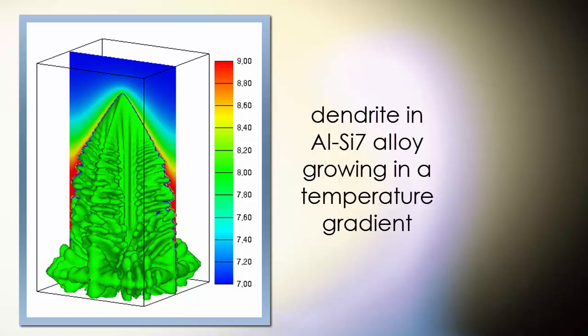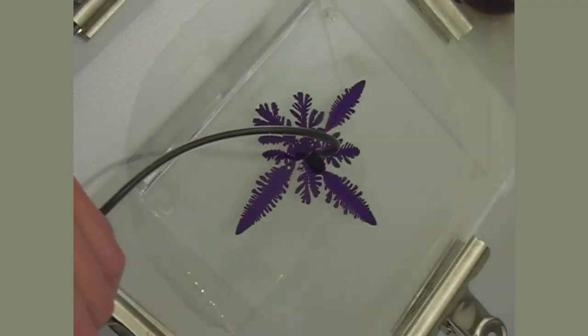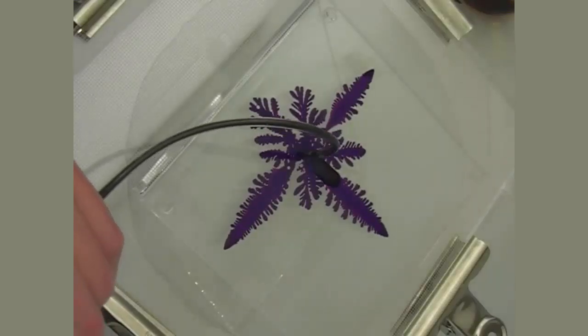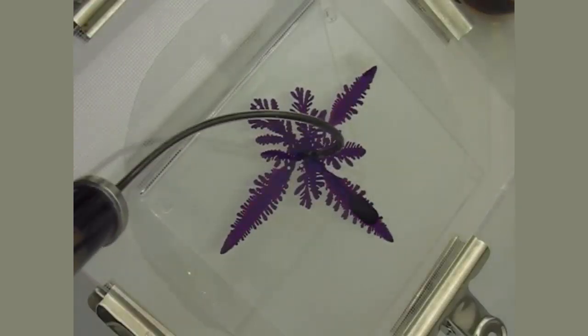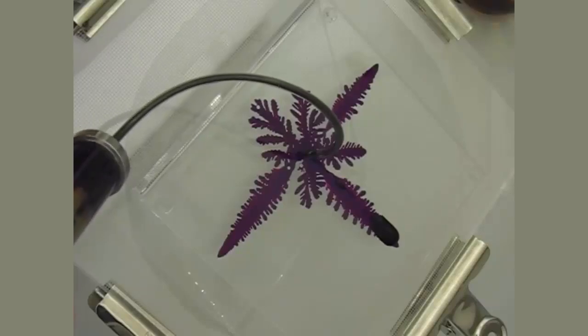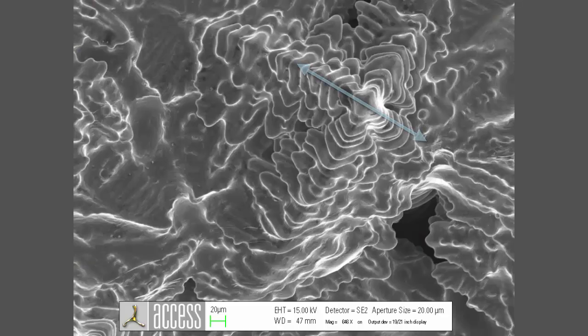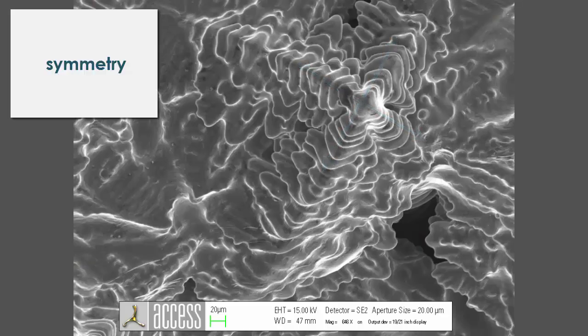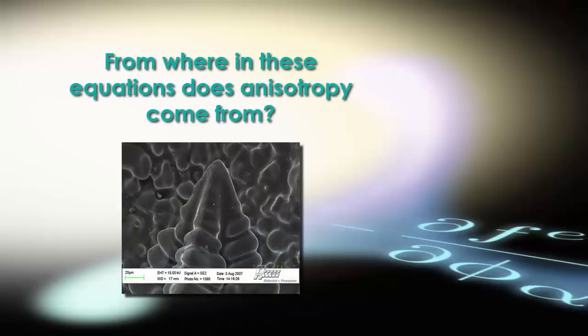Like this dendrite here in an aluminum silicon alloy growing in a temperature gradient. What I did not notify you is where this anisotropy comes from. So this dendrite shows a fourfold symmetry, which is not isotropic. And the question is, from where in these equations does anisotropy come from?